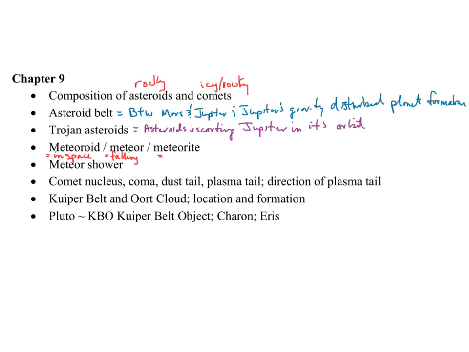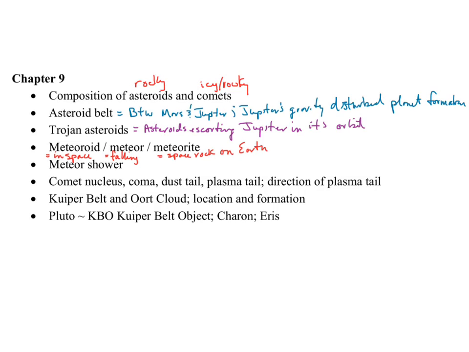Then there are the M's: the meteoroid, the meteor, and the meteorite. I don't know how you want to remember this, but I usually think of the "oids." So meteoroids are kind of like asteroids. Meteoroids and asteroids are the same thing. Meteoroids are just a little bit smaller, is how I think of it.